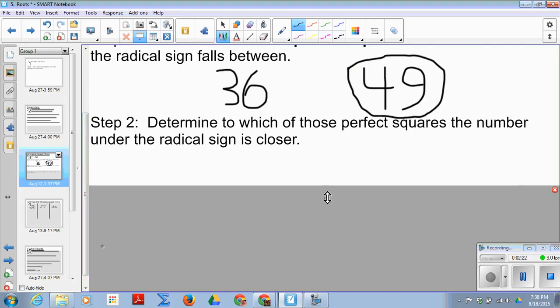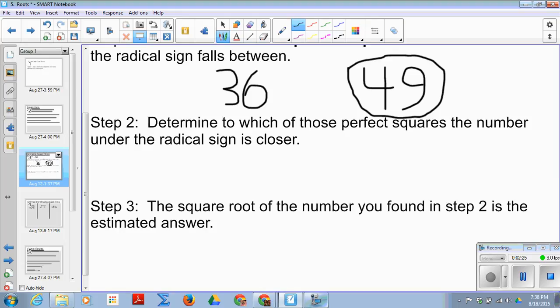So finally, the square root of the number we found in step 2 is the estimated answer. The square root of 49 is 7. So we're just going to estimate that the square root of 43 is 7. Remember, guys, estimates aren't going to be perfect. It's not 7, but it's pretty close to 7, at least closer than it is to 6. So that is our answer for this question.